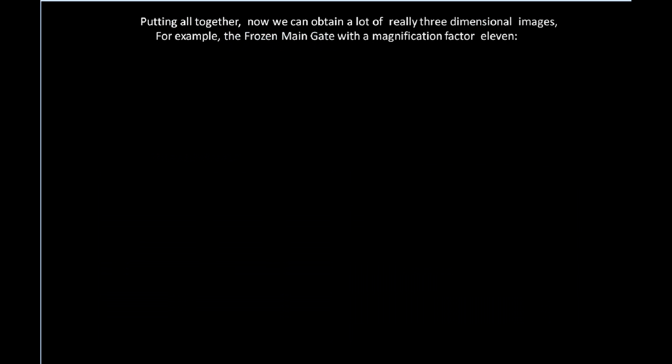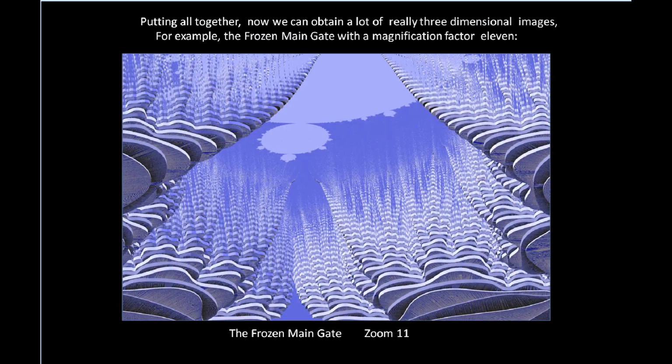Putting it all together, now we can obtain a lot of really three-dimensional images. For example, the frozen main gate with a magnification factor of 11.